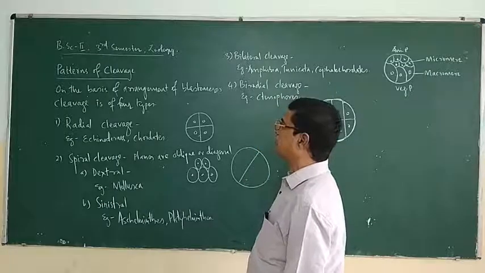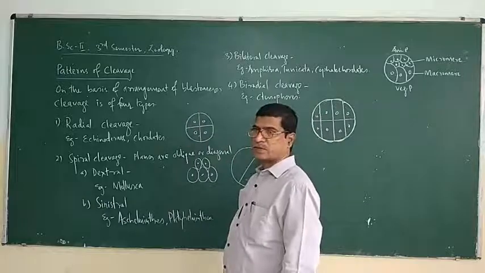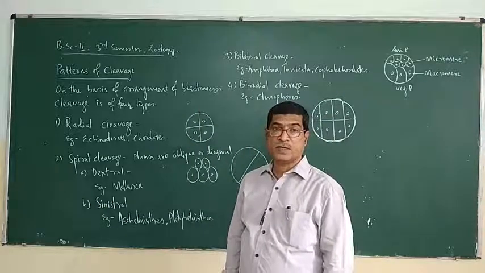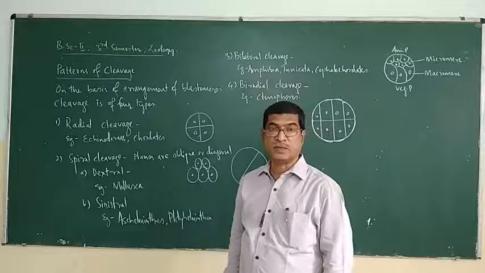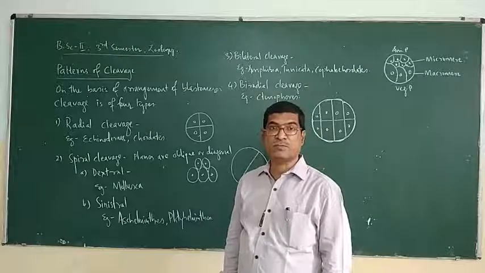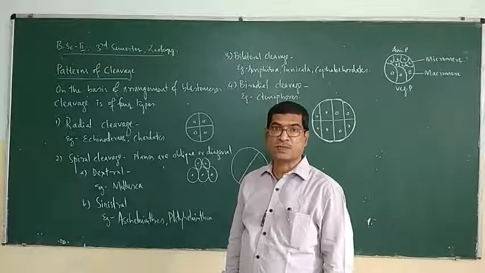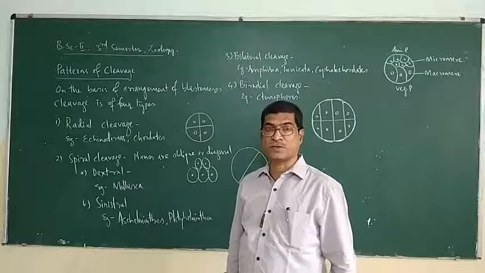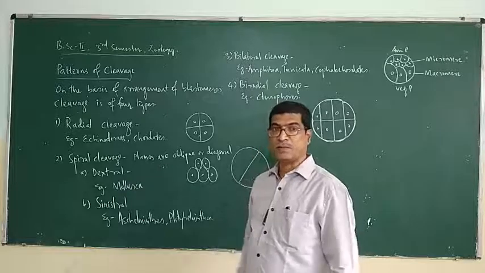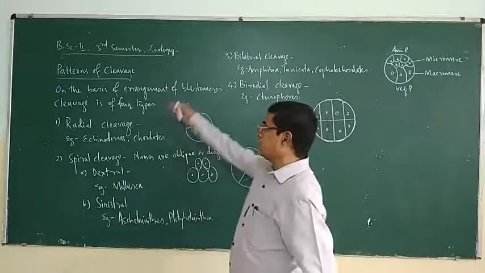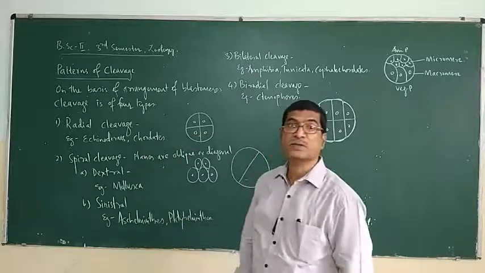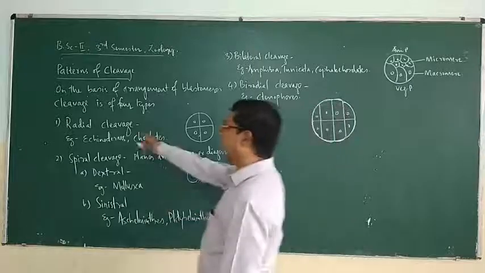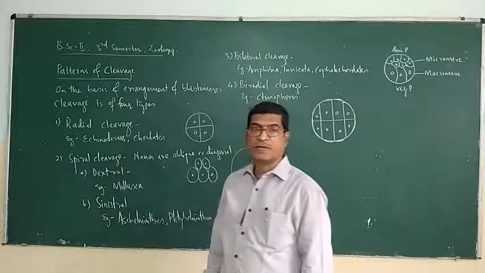Now, depending upon arrangement of blastomeres. What are blastomeres? After the cleavage division, the egg divides into blastomeres, and how these blastomeres arrange themselves, on the basis of that, there are different patterns of cleavage. So number 1 is radial cleavage. In radial cleavage, what happens?